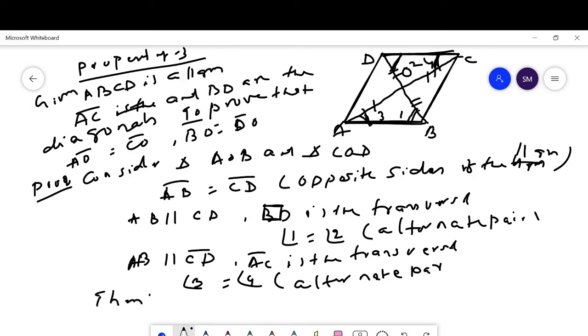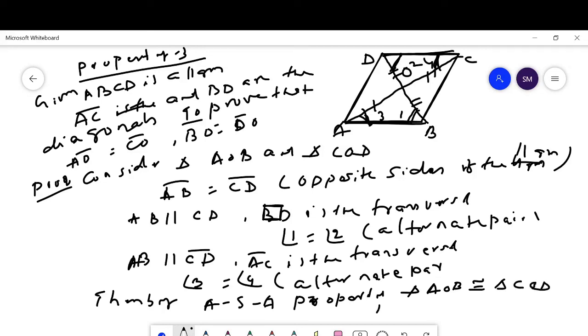Then by the angle side angle property, triangle AOB is congruent with the triangle COD. Then this means AO is equal to CO by CPCT, and BO is equal to DO by CPCT. Then here we have proved that the diagonals bisect each other.